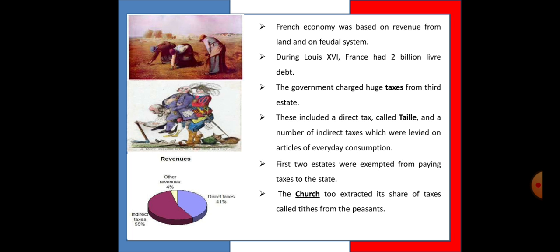But the French government charged the tax only on the third estate, the peasants and common people. Nobility and clergy were totally exempted from paying any tax to the government. This tax was known as a direct tax called taille. A number of indirect taxes were also levied on articles of everyday consumption, meaning whatever they purchased for their basic needs, on that also the government started charging taxes.